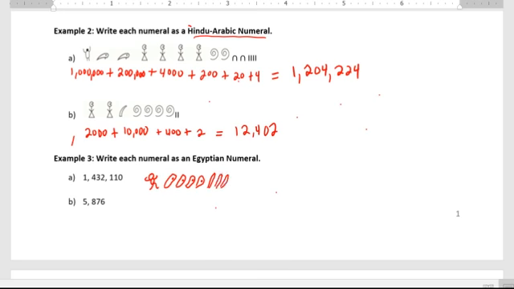Then we have a 2 for the 1,000 place. So that's going to be the lotus plant. And then we have a 1 for the 100. So that's going to be the scroll. And then we have a 1 for the 10s place and 0 staffs. Okay, so the next one we have 5,000. So that's going to be 5 plants.